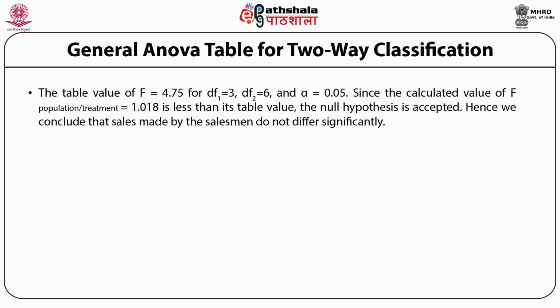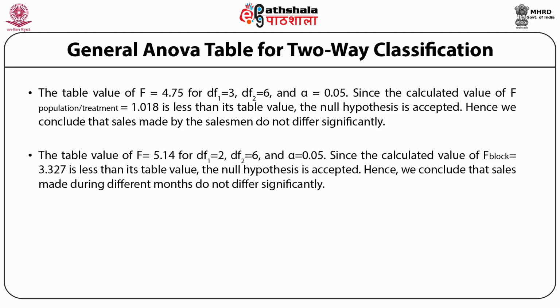For the second part, the table value of F is 5.14, with degrees of freedom DF1 equal to 2 and DF2 equal to 6 and alpha equal to 0.05. Since the calculated value of F for the block is 3.325, which is less than the table value, the null hypothesis here is again accepted. Hence, we conclude that the sales made during the different months do not differ significantly.